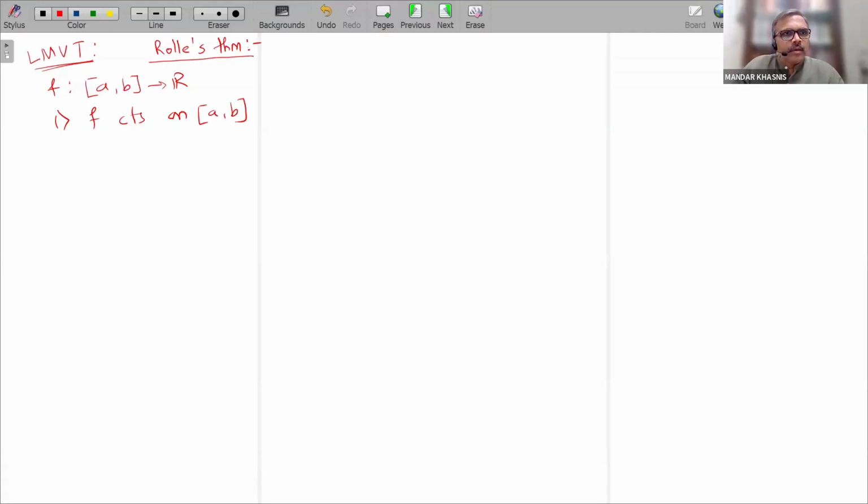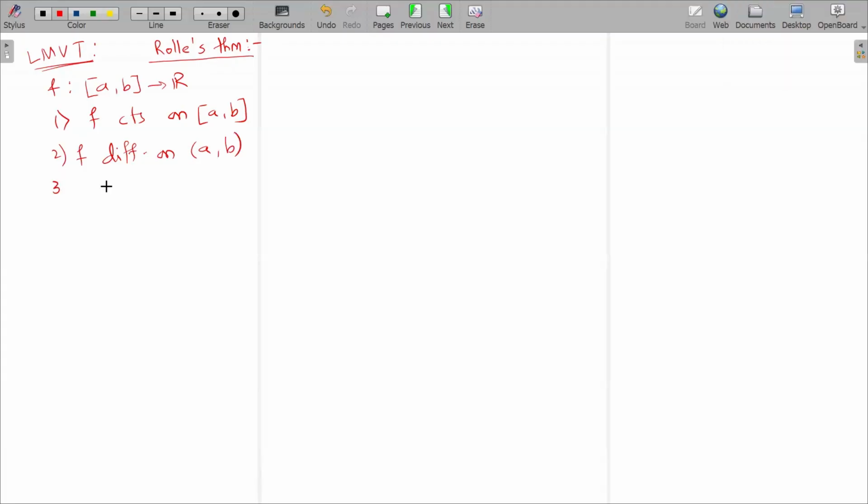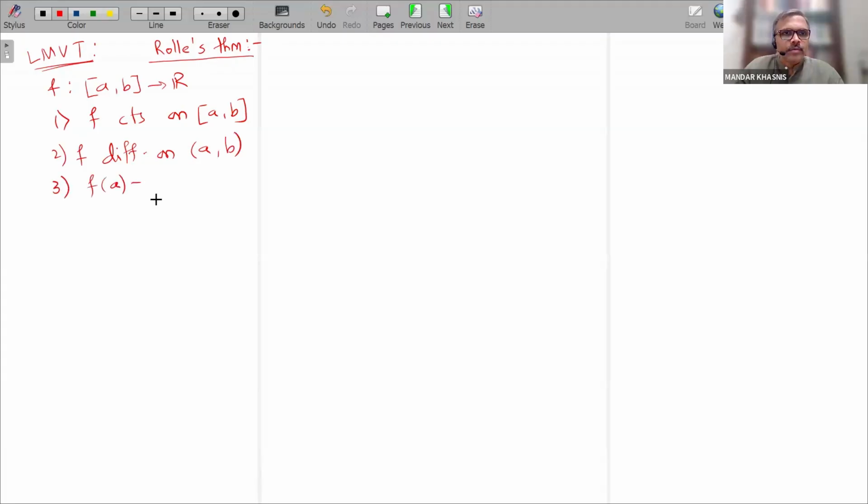Second requirement, f is differentiable on open AB. And what is the third requirement? F of A is equal to F of B. The function should take the same values at A and B.